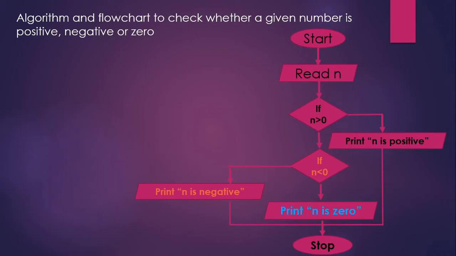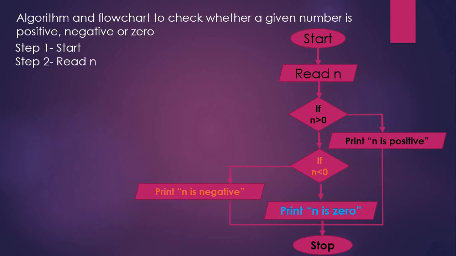Now let us look at the algorithm and flowchart to check whether a given number is positive, negative or 0. So when we enter a number, it can be positive, that is when it is greater than 0. When the number is greater than 0, we consider it a positive number. Values which are less than 0 are negative. If it is not positive or negative, then in the last case it will be 0. So let us look at the algorithm for this.